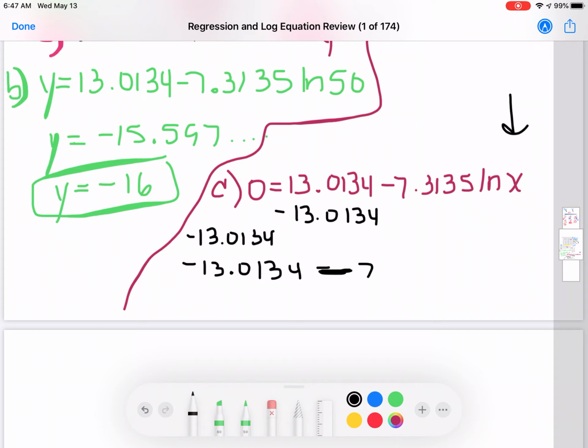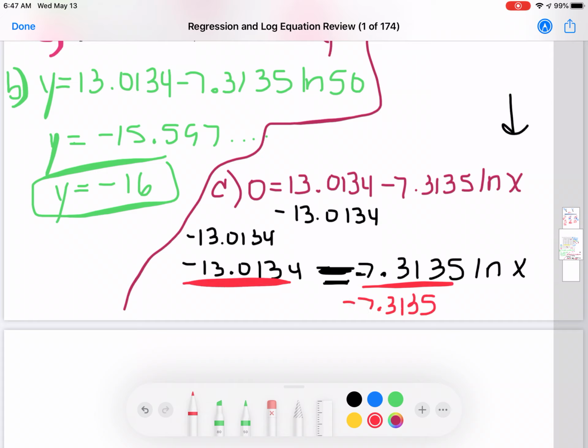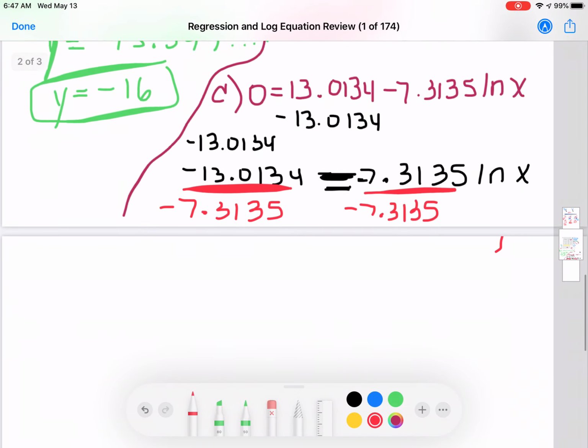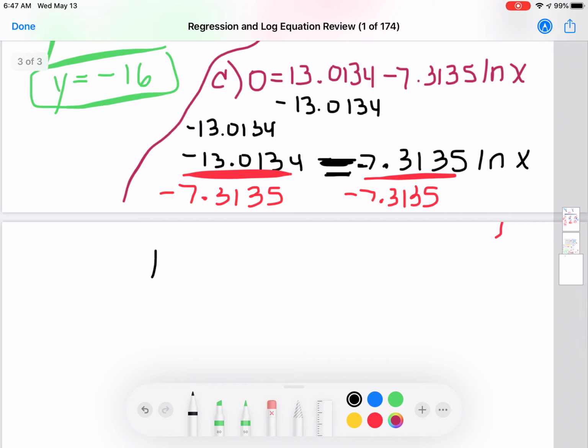Oh, that was an equal sign and a negative. Oh, goodness gracious. Okay, so we're looking like this. And now we'll divide through by the negative 7.3135. Okay, we're left with 1.7793.